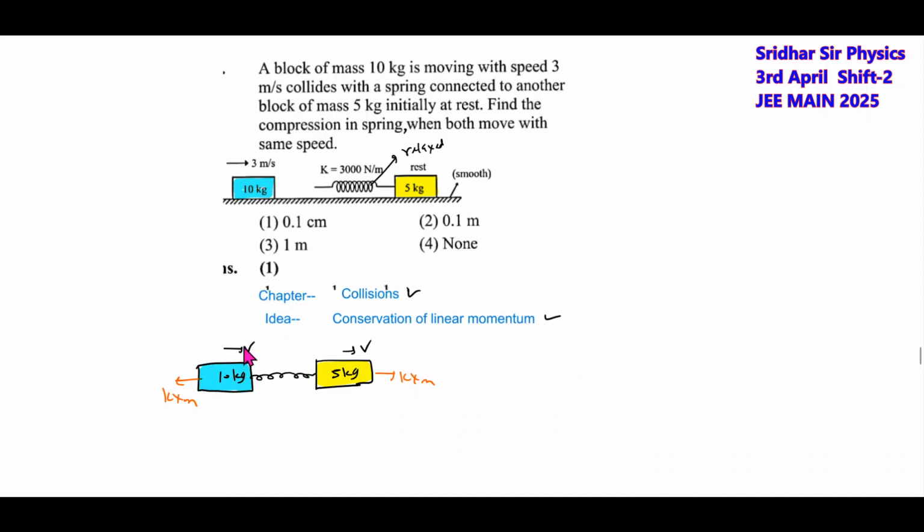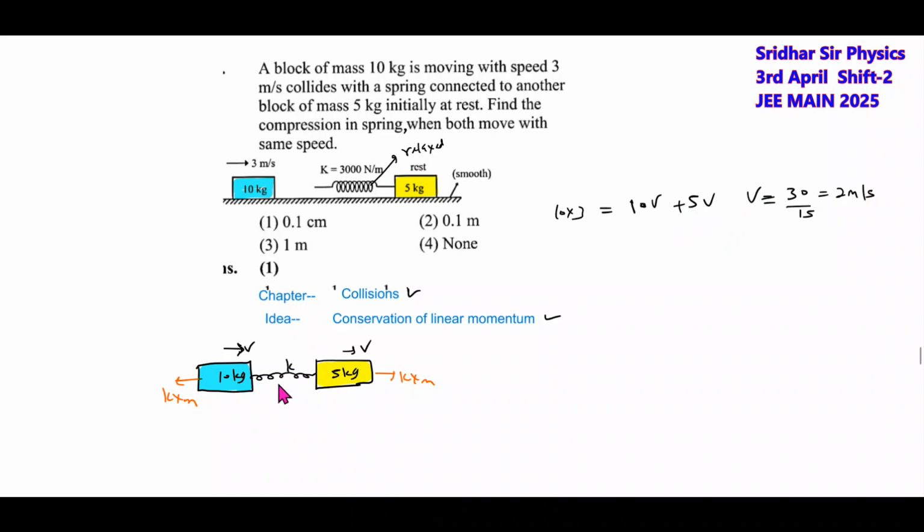Okay, fine. Both will be moving with a common velocity. Then applying conservation of momentum, net force is 0. Initial momentum is 10 into 3. Final momentum is 10 into V plus 5 into V. V will be 30 by 15, which is 2 meter per second. This will be the final common velocity of the blocks.